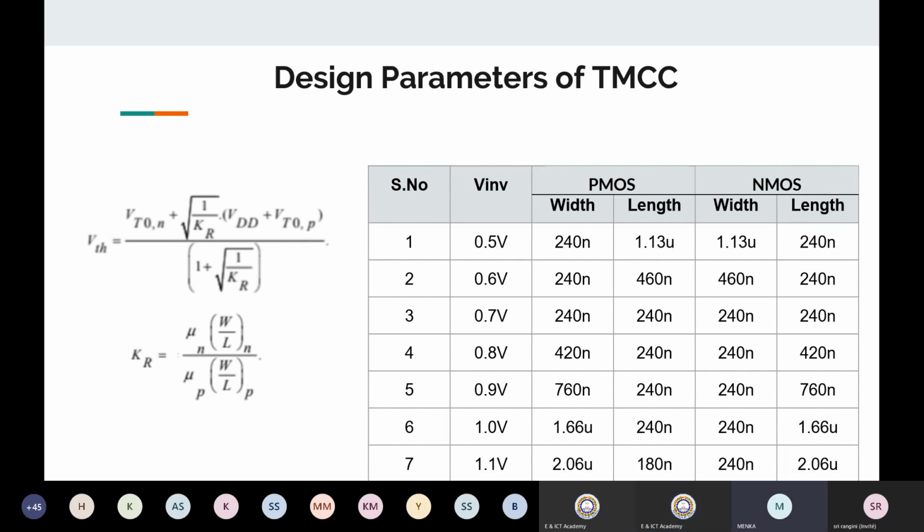So the design parameters for TMCC have been taken, which are listed in this table. In this table you can see the V inverter is taken as 0.5, 0.6, 0.7 up to 1.1 volt, and the width and length of NMOS and PMOS have been listed for all of these. These lengths and widths have been used in this particular design so that our design can outperform the previously reported data.